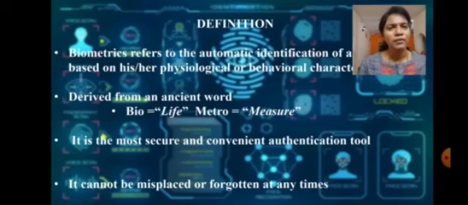So what is biometric? Biometric is an automated system which automatically identifies an individual based on their physiological and behavioral characteristics. So the biometric system is an automated system which targets the physiological and behavioral characteristics of each individual. The word is derived from Greek, where bio means life and metro means measure, and it is the most secure and convenient authentication tool, where you cannot misplace or forget at any time.